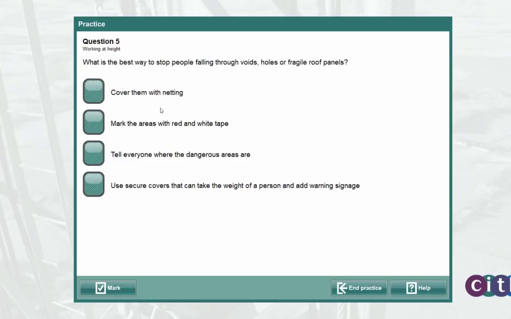What is the best way to stop people falling through voids, holes, or fragile roof panels? Cover them with netting. Mark the areas with red and white tape. Tell everyone where the dangerous areas are. Use secure covers that can take the weight of a person and add warning signage.